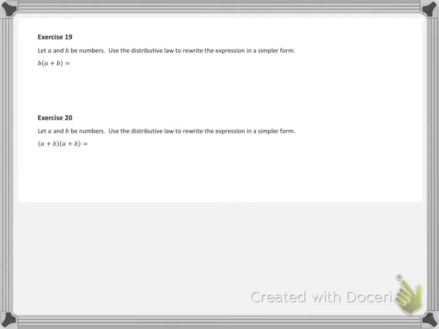Okay, number 19, more distributive property. B times A, that's AB, plus B times B, that's B squared. Okay, and then lastly, another distributive property.